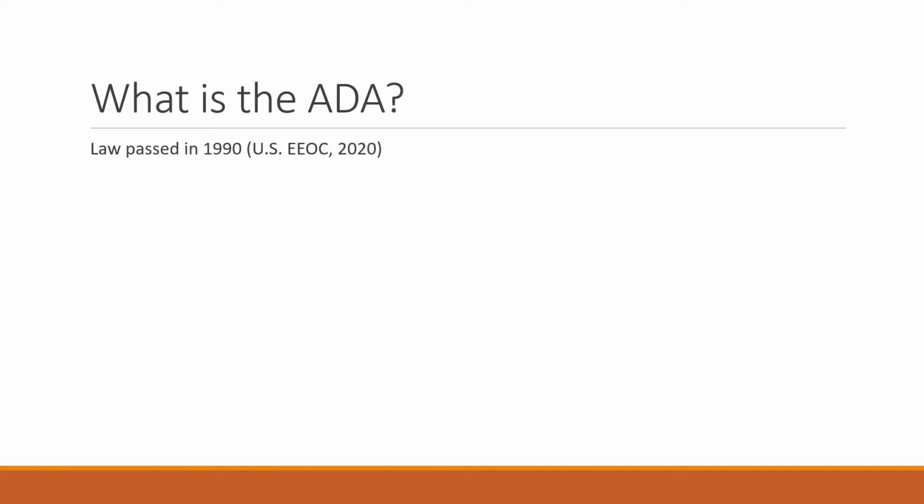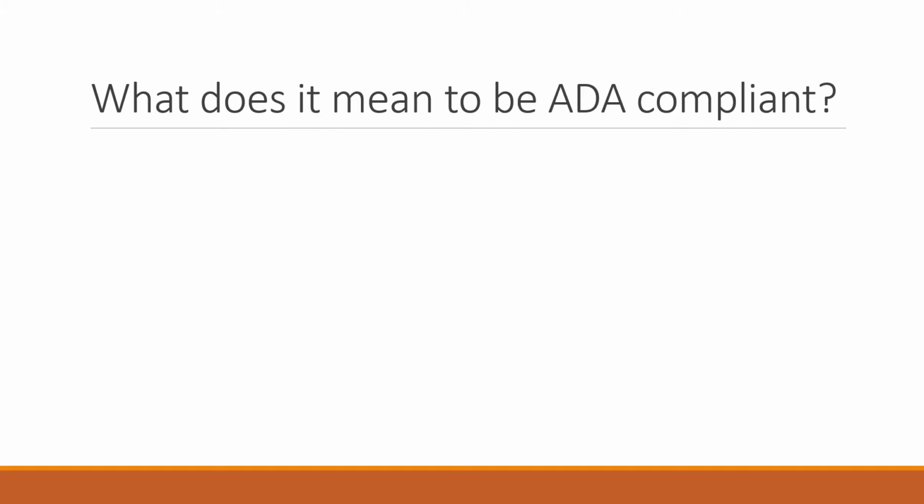According to the United States Equal Employment Opportunity Commission, the Americans with Disabilities Act is a law which was passed in 1990 that prohibits discrimination against people with disabilities. These protections ensure that reasonable accommodations are in place within buildings, online, within the workforce, and other places. So what does it mean to be ADA compliant? Well, this primarily means that anyone can use your product.